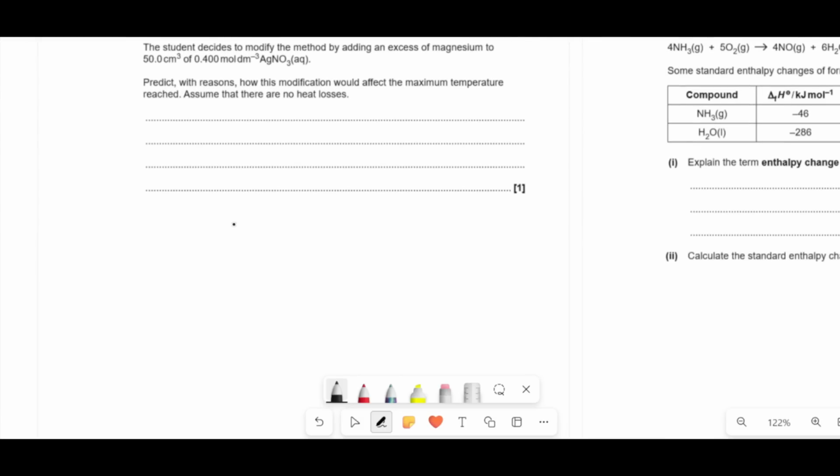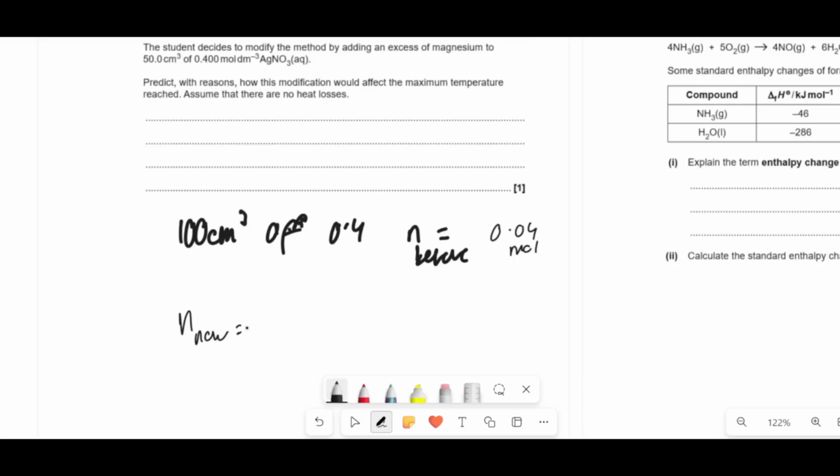In the previous part of the question, they told us that they used 100 centimeters cubed of 0.4 moles per decimeter cubed. So the moles of the AgNO3 before was 100 over 1,000 times 0.4, so it was 0.04 moles, right? Now the moles now is going to be 50 over 1,000 times 0.4, so 50 times 0.4, which gives us 0.02 moles, right?